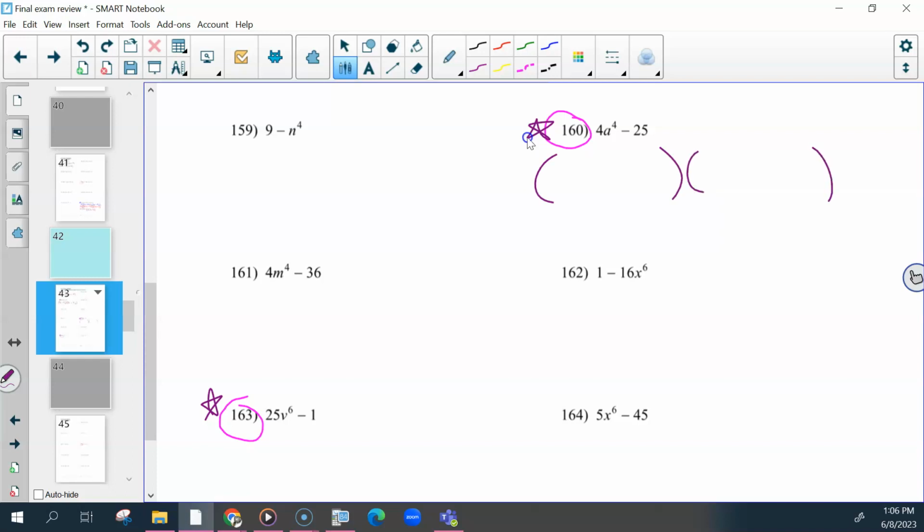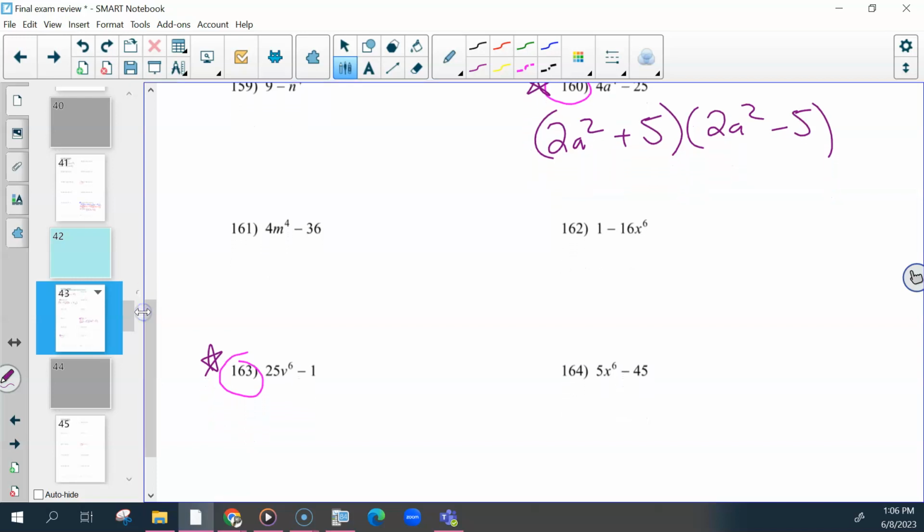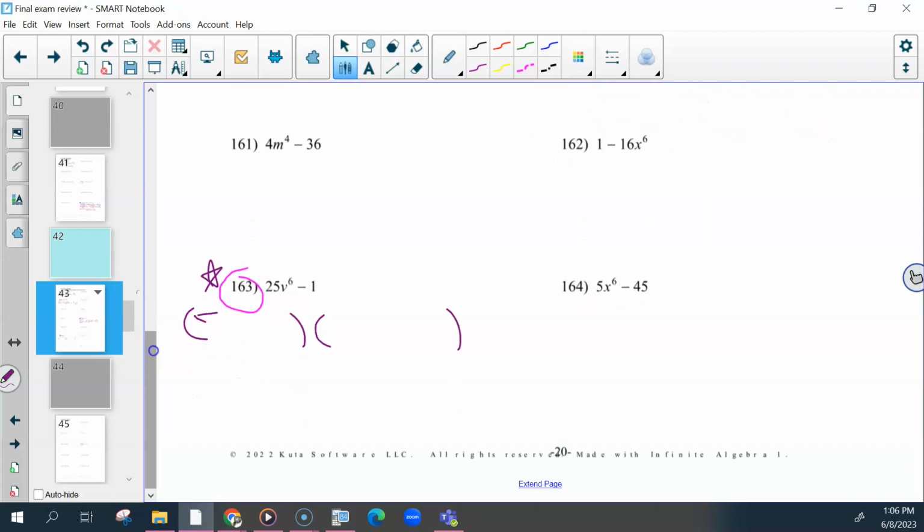These are all perfect squares. The only thing that's different between these is the exponent is different. It's no longer 2. As long as it's even, just cut it in half. Divide it by 2. This would be 2a squared plus 5 and 2a squared minus 5. And then 163 is the same. These are perfect squares. Your exponent is even. So divide it by 2. So 5b cubed plus 1 and 5b cubed minus 1.